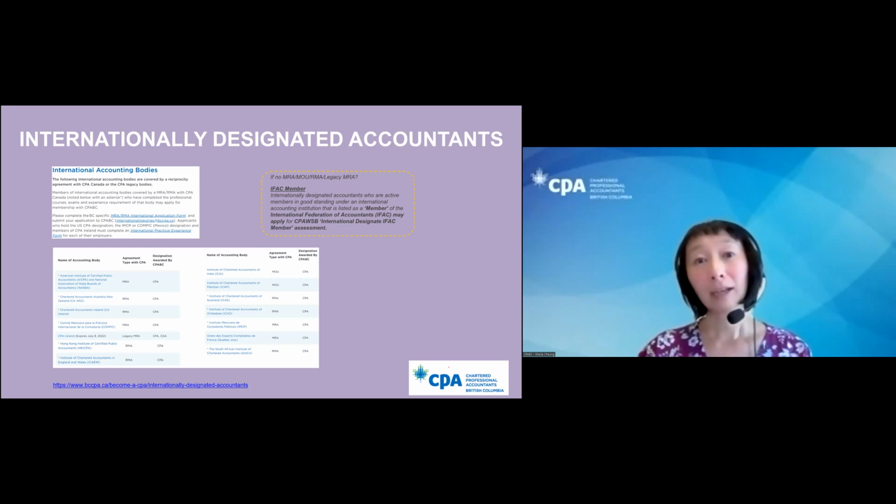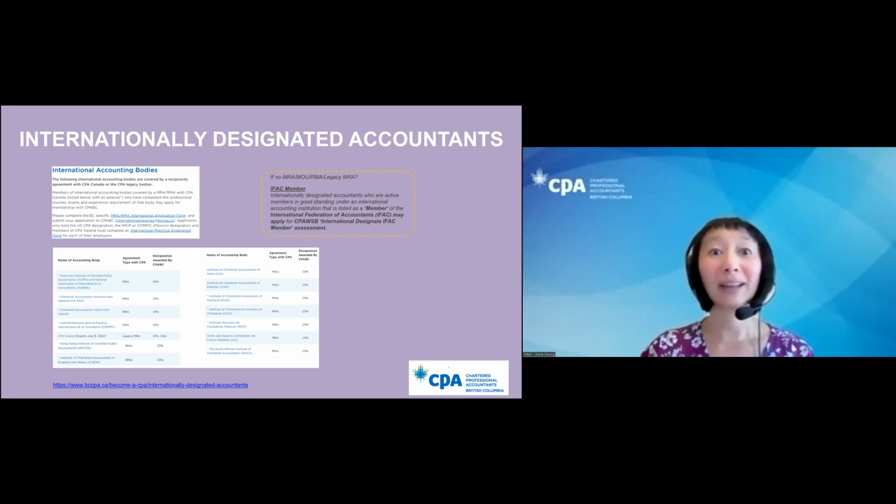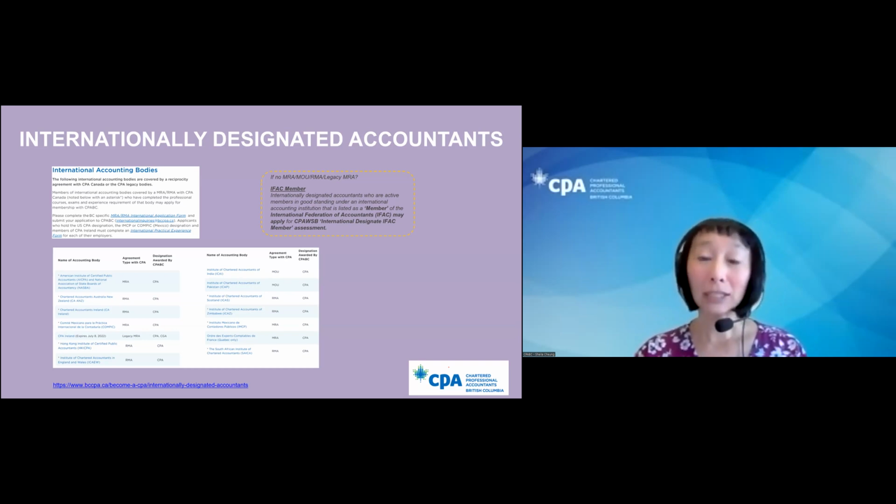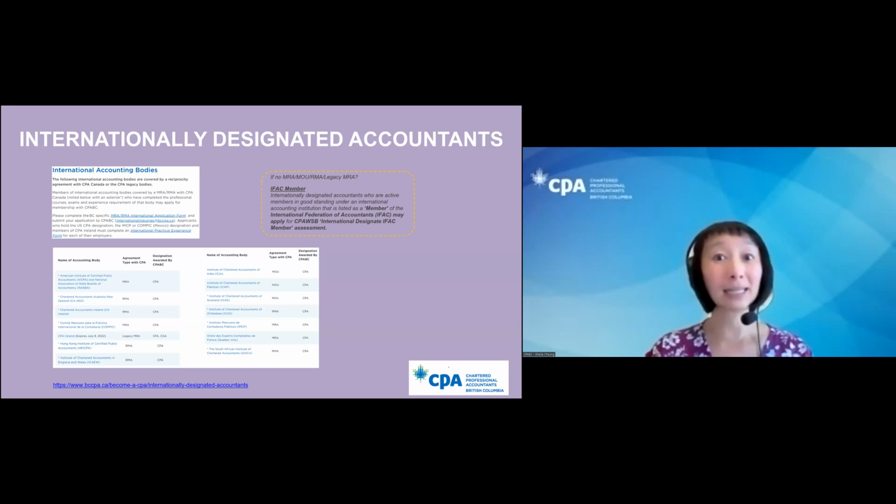Now, if you are a professionally designated accountant, and you see my professional body does not have this formal reciprocity agreement with CPA Canada, how do I apply? If you are an active member in good standing, that is listed on this website called International Federation of Accountants, IFAC, and your professional body is listed as a member, this means you would qualify to apply for CPA assessment as an IFAC member. So this would still provide you with an advanced standing, an advanced assessment upon entry to the CPA program.